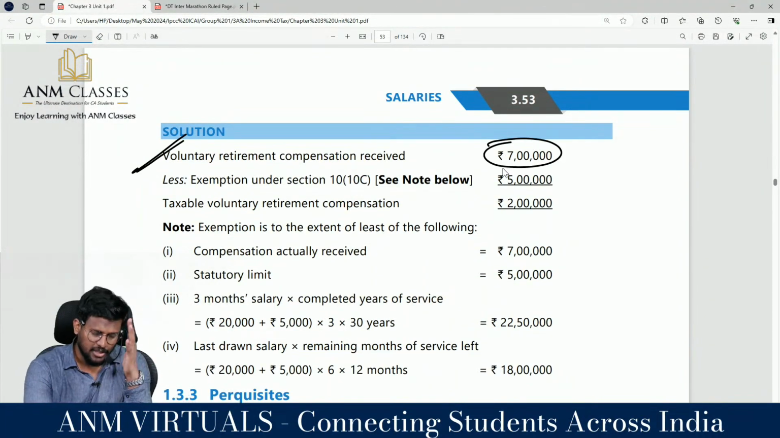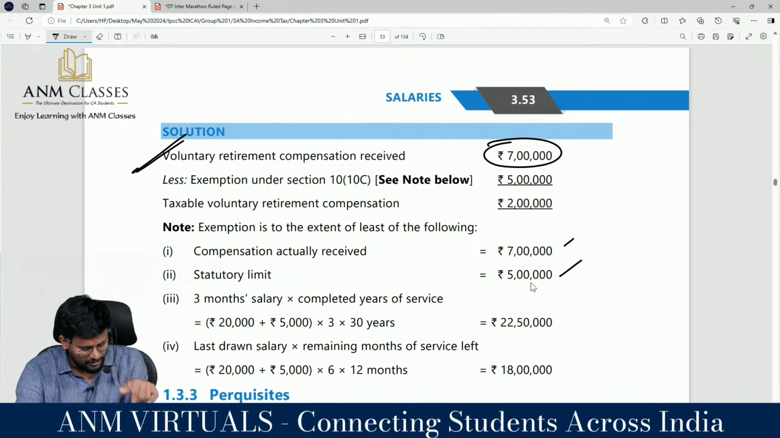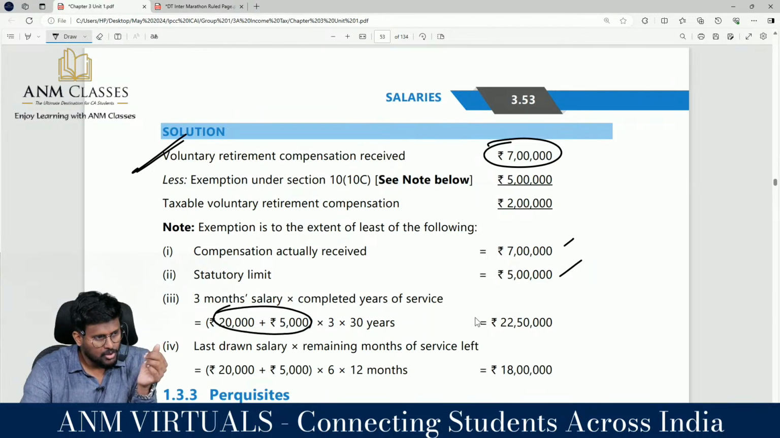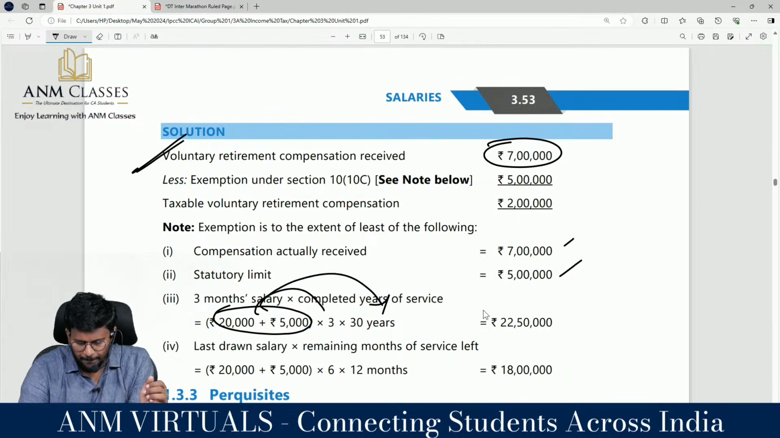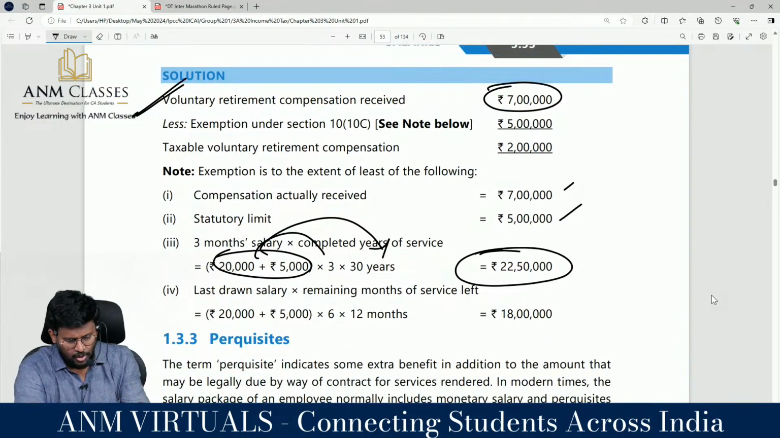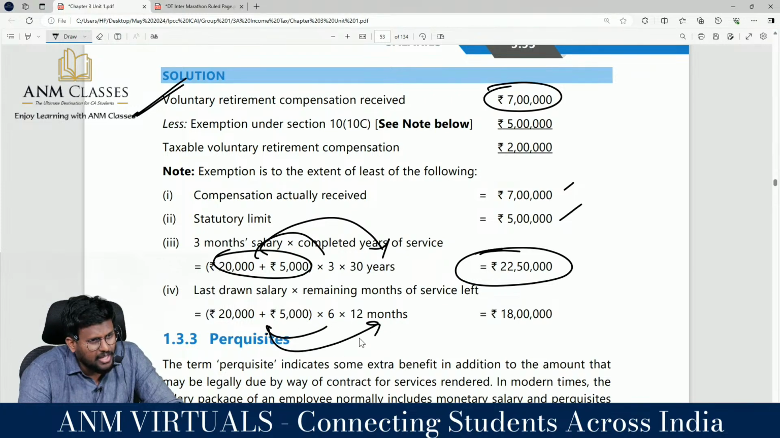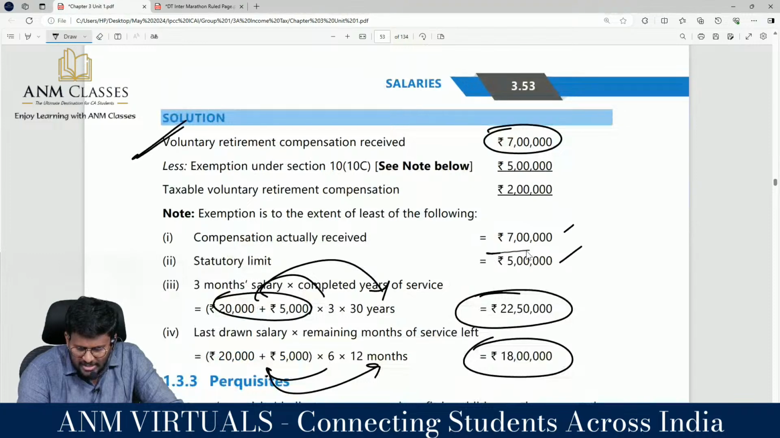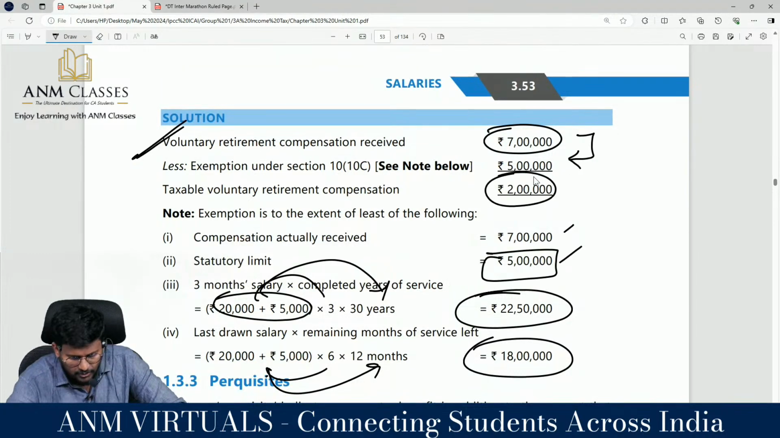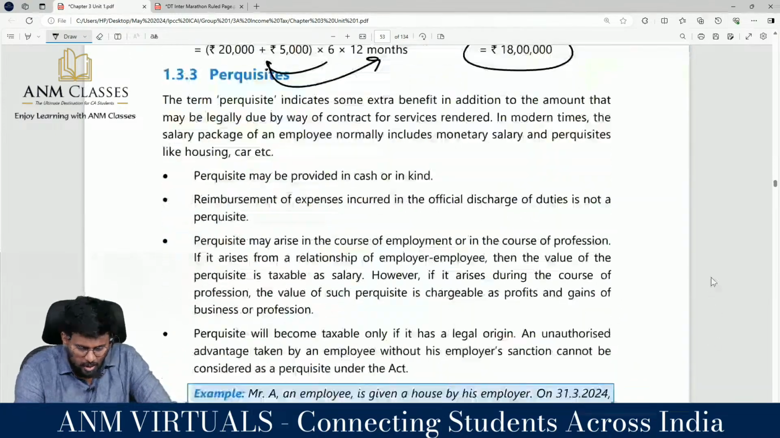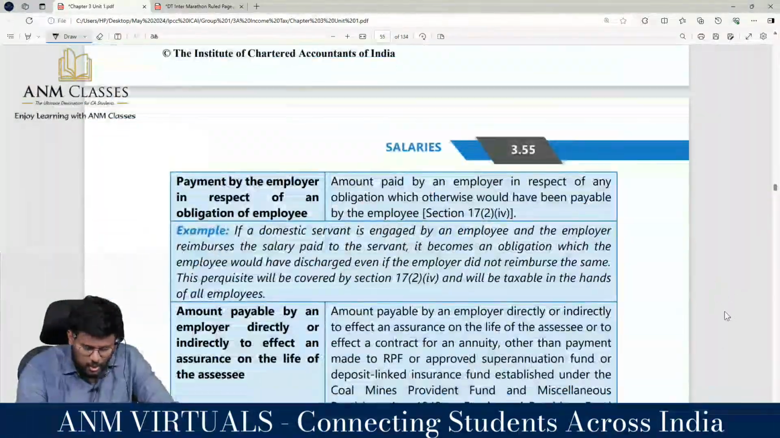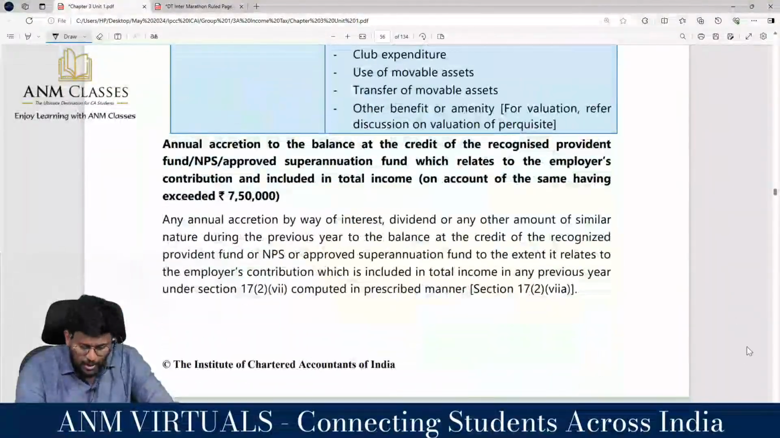Shall we find out the least of the 3 or the least of the 4? Number 1, statutory limit of actual VRS, which is 5 lakhs. Last drawn salary into 3 into completed years of service. What is the last drawn salary? 20 into 3 into 30. Last drawn salary into remaining months, that means 25,000 into 70 comes to. What is the least? 7 lakhs. 2 lakhs is the total taxable compensation. Comfortable? Yes, sir. With this, the question comes to an end.